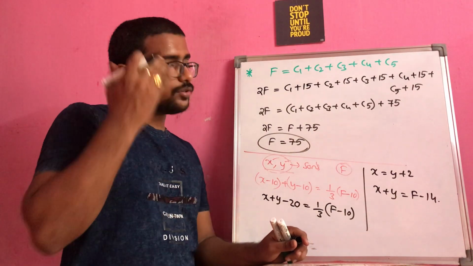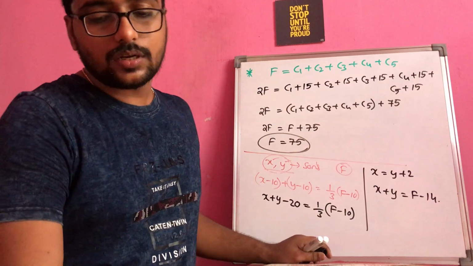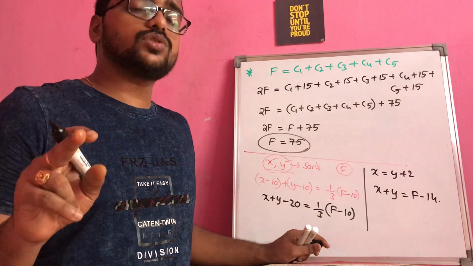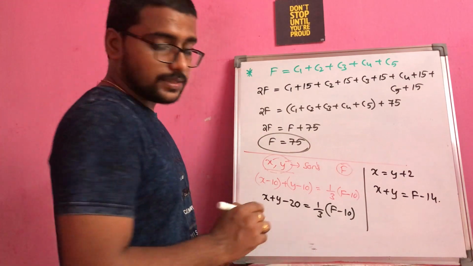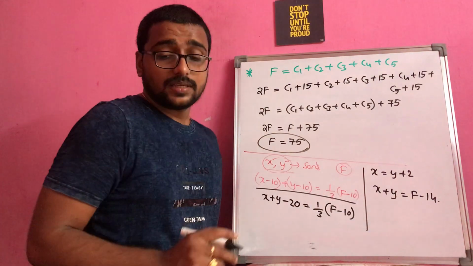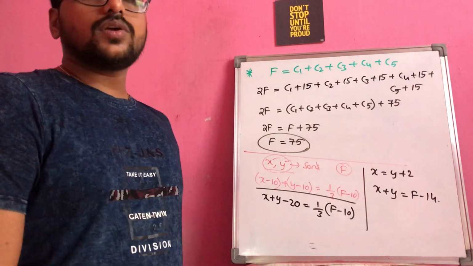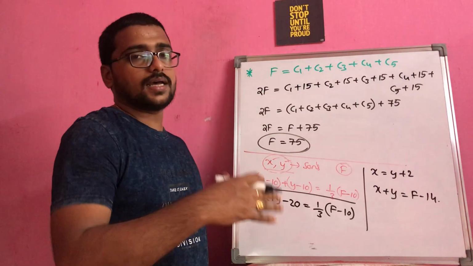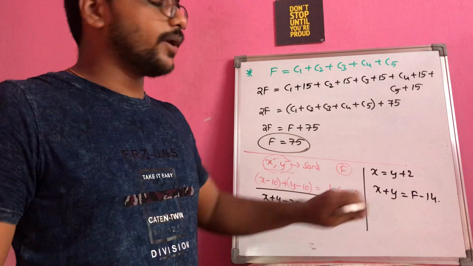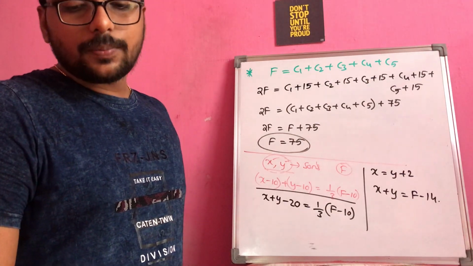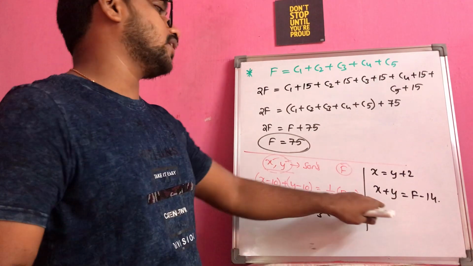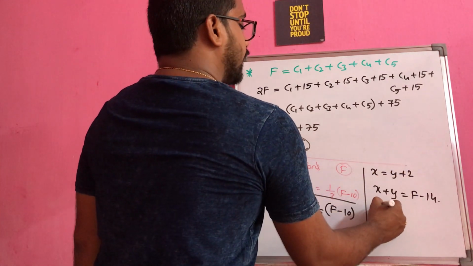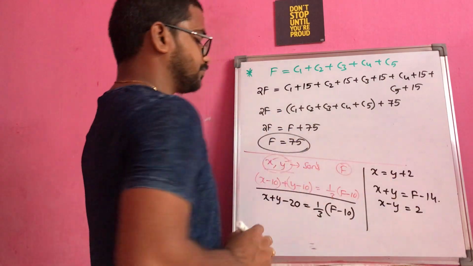So let us check the question once again, whether we wrote everything correctly or not. Ten years ago, the sum of ages of the two sons was 1/3 of the father's age. That's how we have got this condition. One son is 2 years older than the other, that means one son's age is 2 years above the younger one. That's how X is equal to Y plus 2. And the sum of their present ages is 14 years less than the father's present age. So this is also done. From this, I will be getting X minus Y is equal to 2.